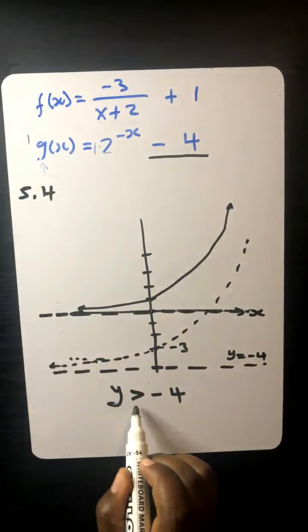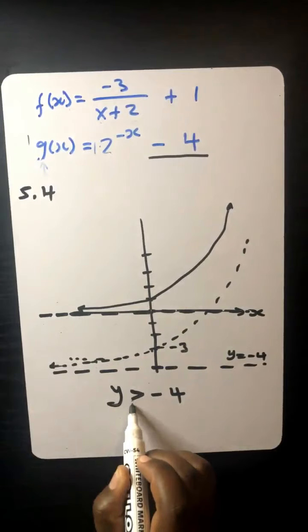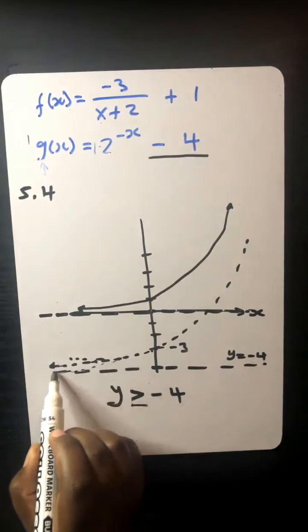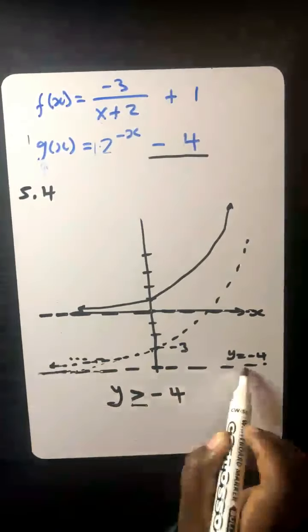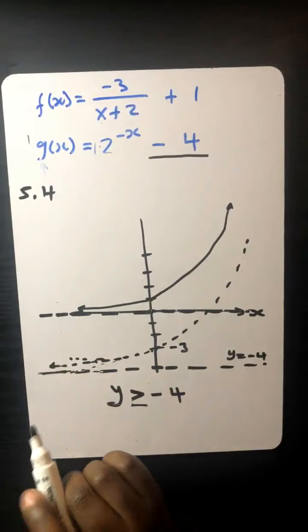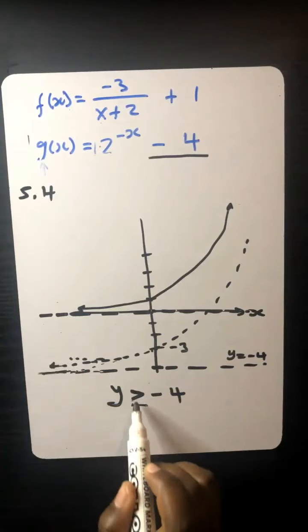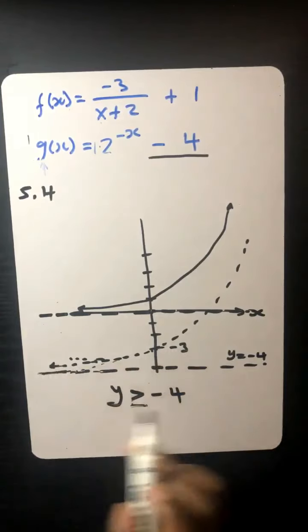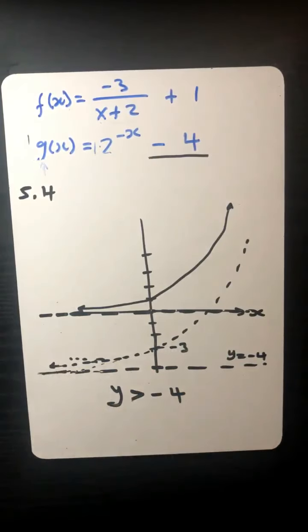The moment you see yourself saying greater than or equal to, that's if this function is going to touch that asymptote, even though it does not cross. The moment it crosses, we cannot talk about the range. But the moment it touches, then you say greater than or equal to. But the moment it does not touch, then you don't include the equals to.